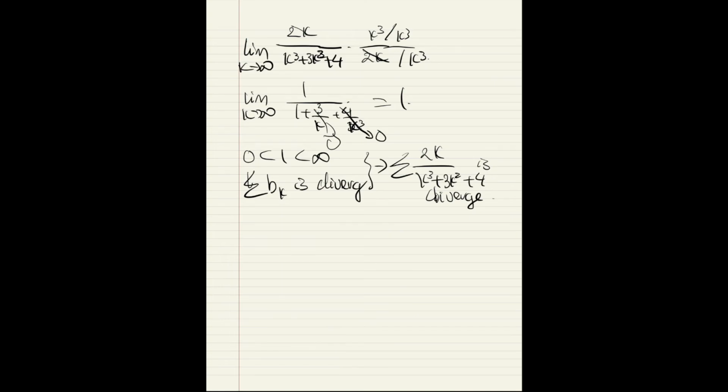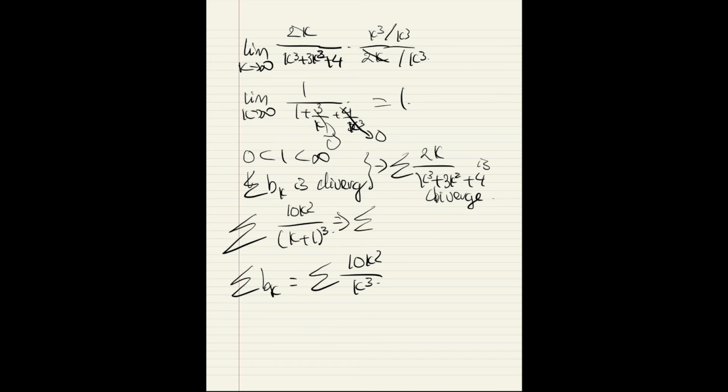And then I just want to ask you guys, for example, the series of 10k^2 over (k+1)^3. Which one is the series of b_k? The answer is 10k^2 over k^3, because you don't really need to expand this one out. But if you want to expand this one, it's just 10k^2 over (k^3 + 3k^2 + 3k + 1). So I get the exponent from here and here, and then you're going to use the comparison test.